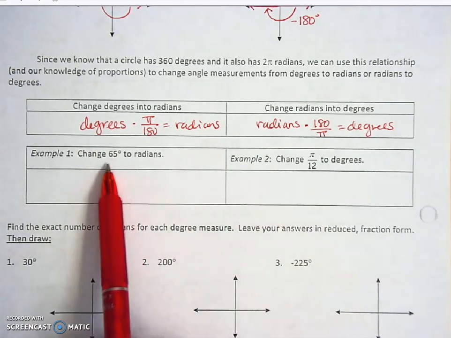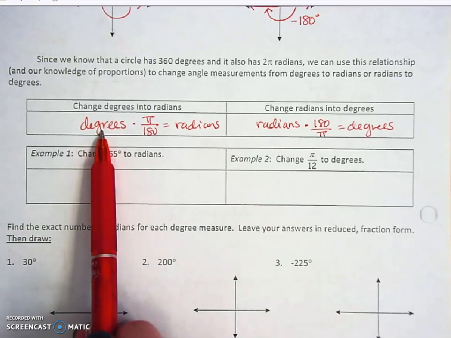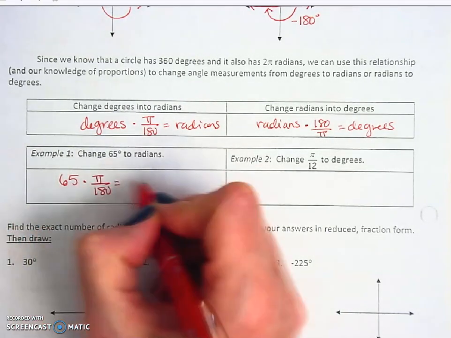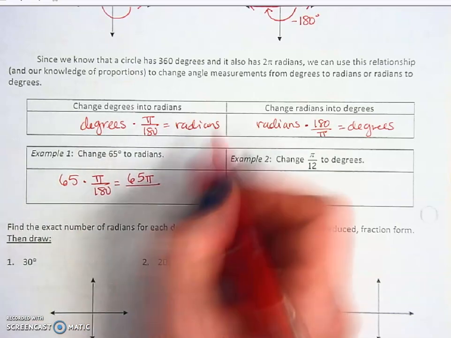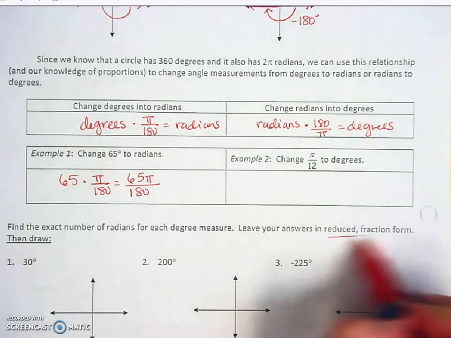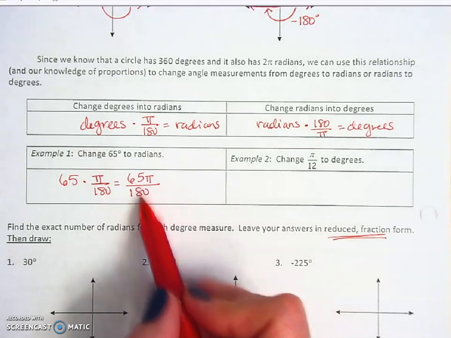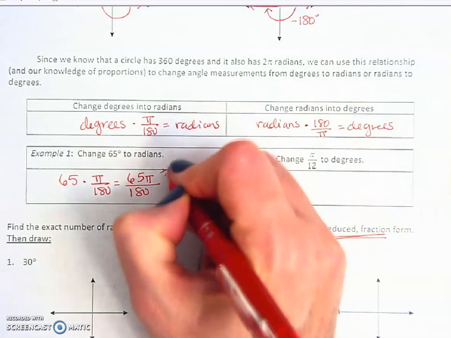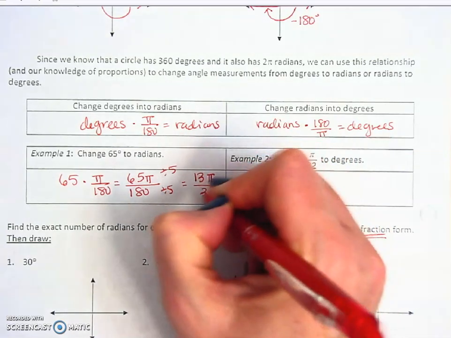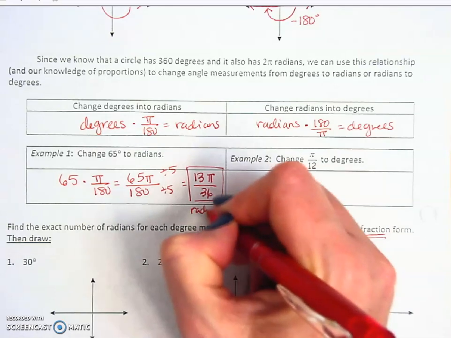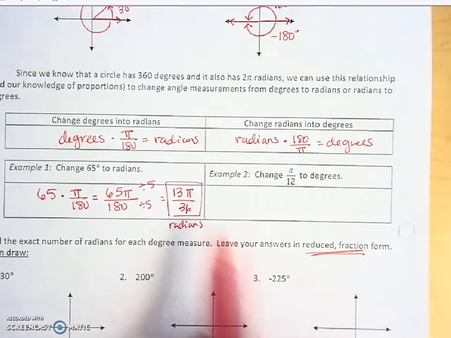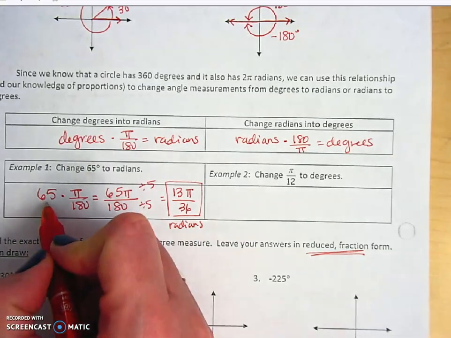So in this first example, we're going to change 65 degrees to radians. So we start with our degree measure times pi over 180. And when we write our radian answers, we are going to write them in reduced fraction form. So I'm going to simplify 65 over 180 by dividing 5 out of the numbers, and that will give me 13 pi over 36 radians. That would be the portion of the circumference of the circle that corresponds to a 65-degree angle.